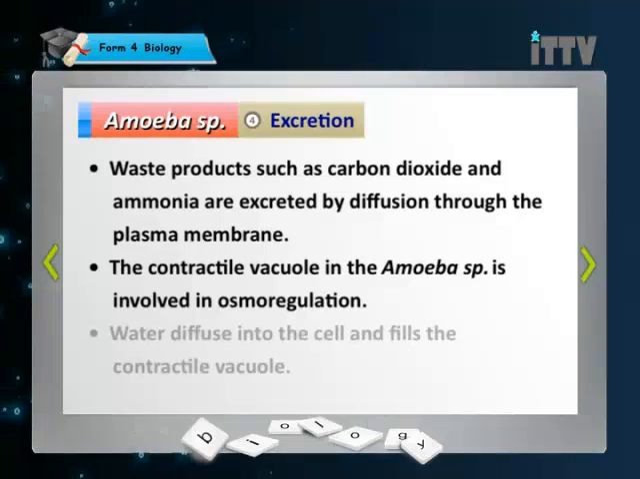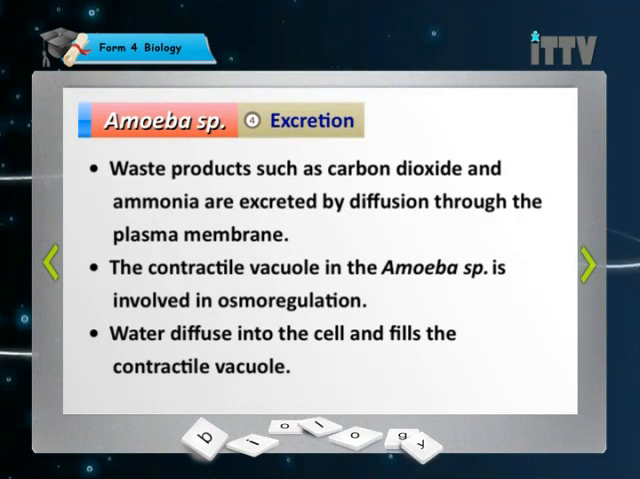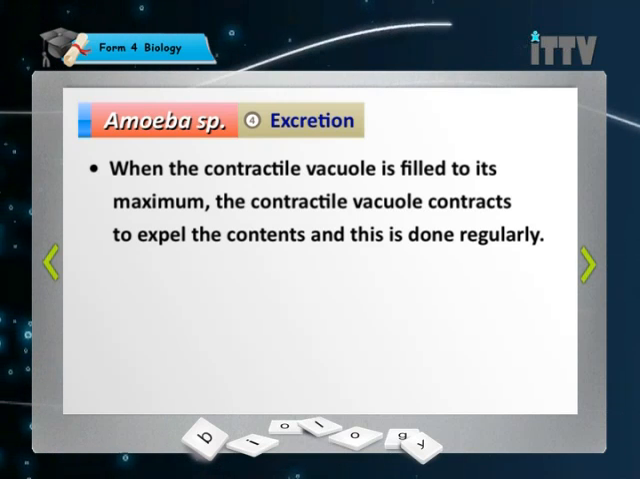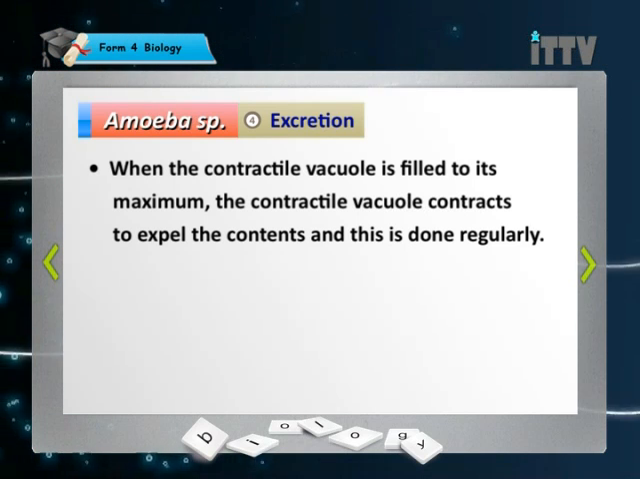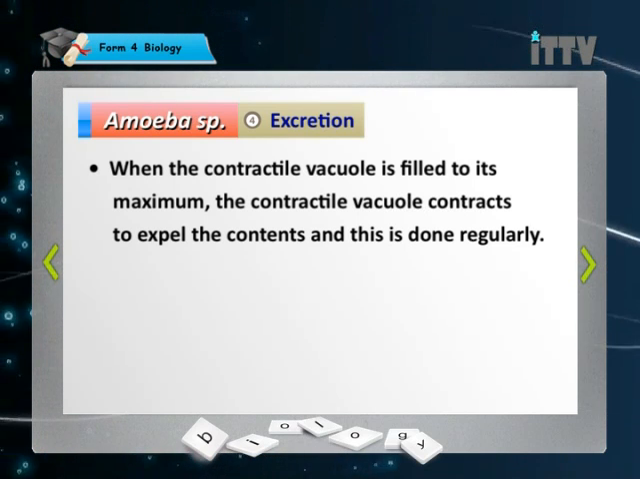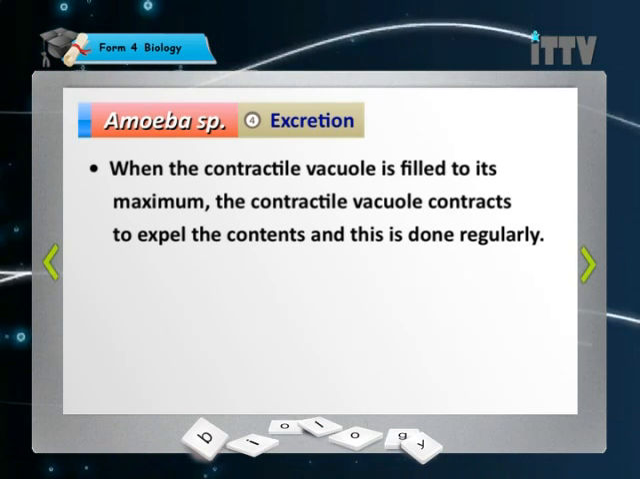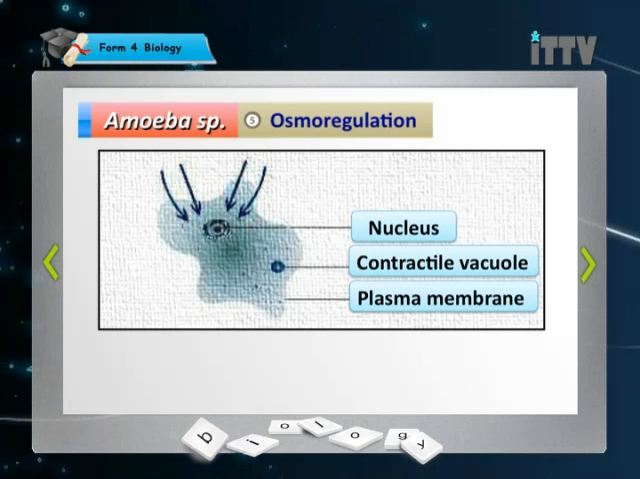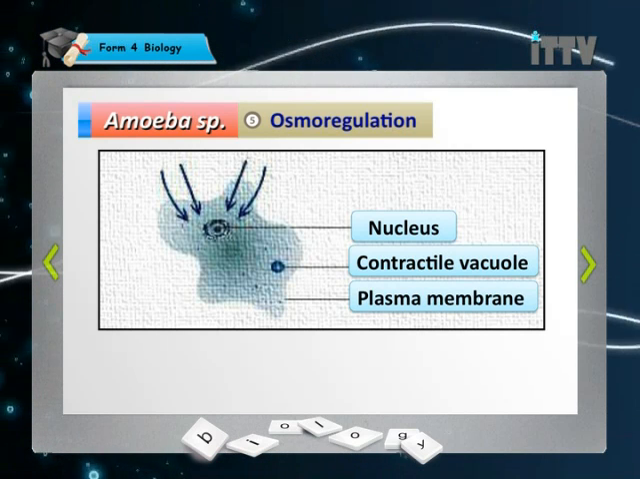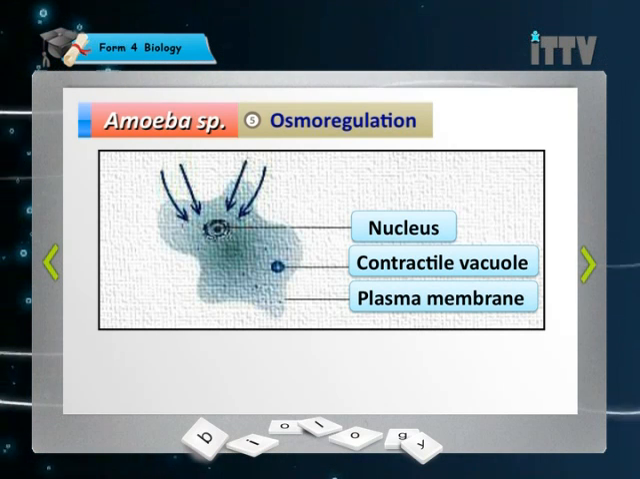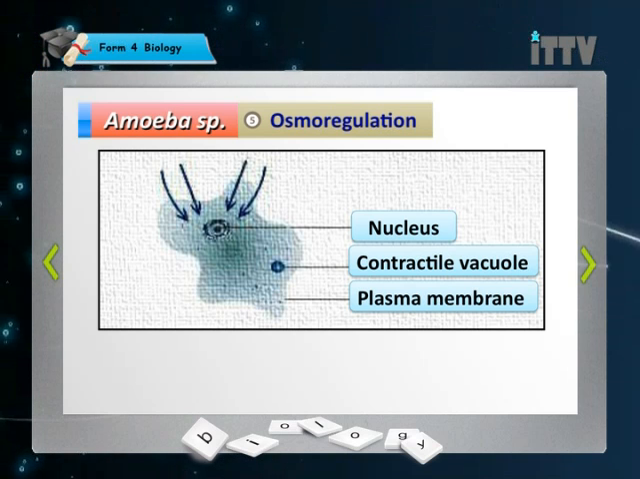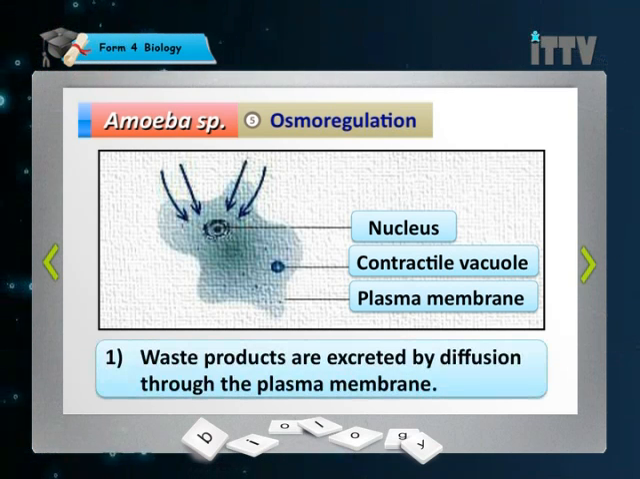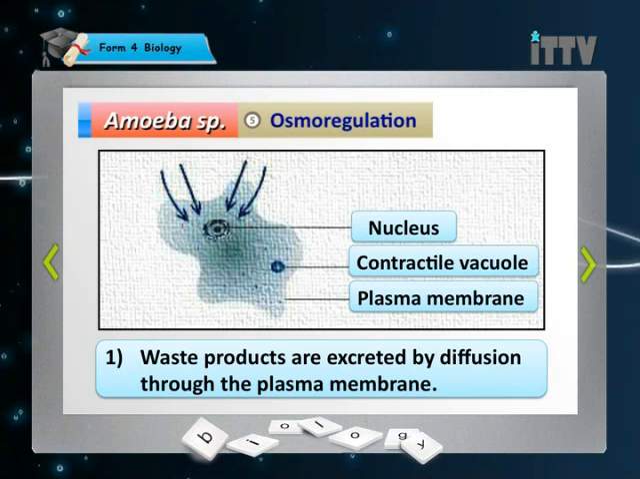Next, water diffuses into the cell and fills the contractile vacuole. When the contractile vacuole is filled to its maximum, the contractile vacuole then contracts to expel the contents, and this is done regularly in the life cycle of an amoeba. So let's take a look at the diagrams which involve the excretion of amoeba. As you can see in the first diagram, you can see the presence of a contractile vacuole found in the cytoplasm of the amoeba. Waste products are excreted by diffusion through the plasma membrane.